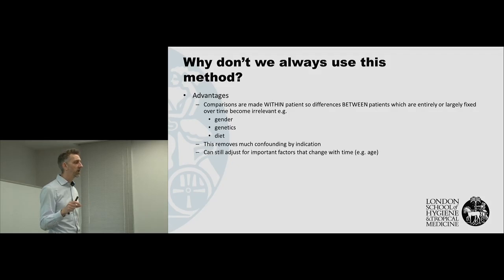Things that do change over time, and typically that's things like age, or anything else that we can measure and that we thought about in advance, we can then adjust for separately within our model. So we can adjust for other confounders that change over time, as long as they're measurable.